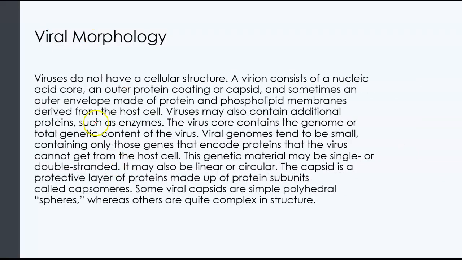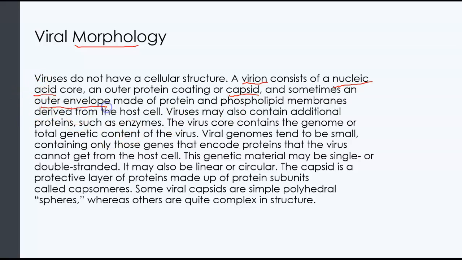Then we have viral morphology. Morphology just means form or structure. We know viruses are not cellular. A single virus particle or virion consists of at least two things. The core is a nucleic acid, so it's either RNA or DNA. And then the core is surrounded by a capsid, which is a protein coating. This is what a virion must be made of at least, but sometimes the virion will contain an outer envelope.